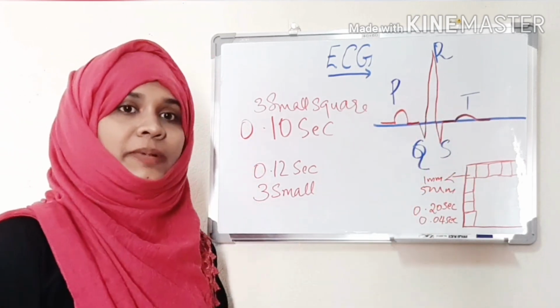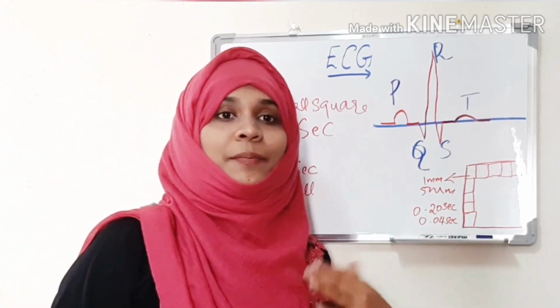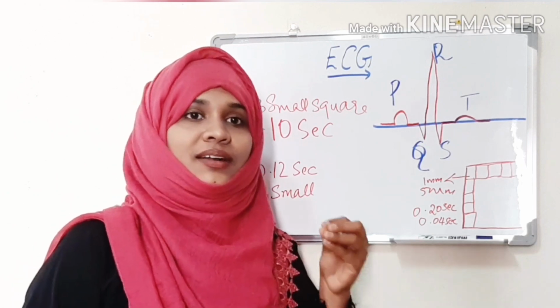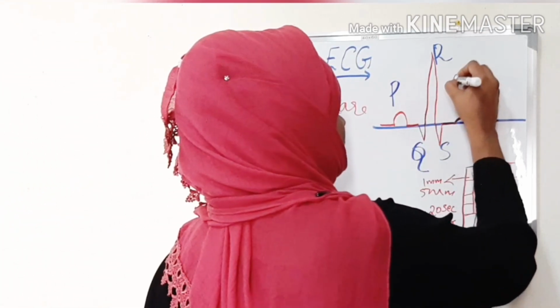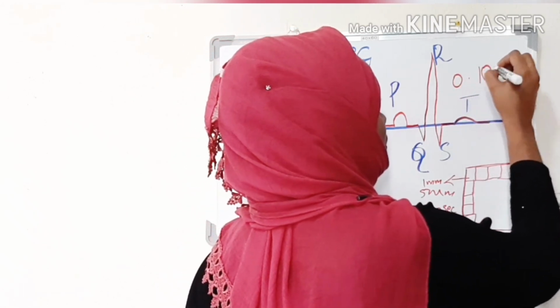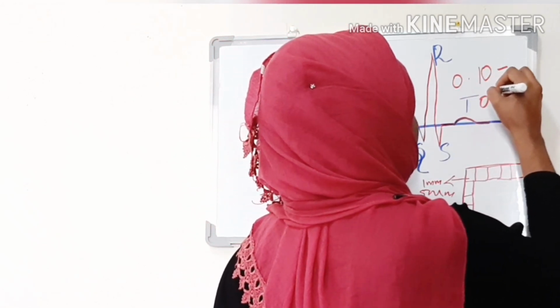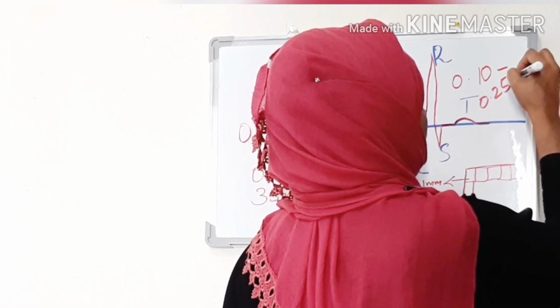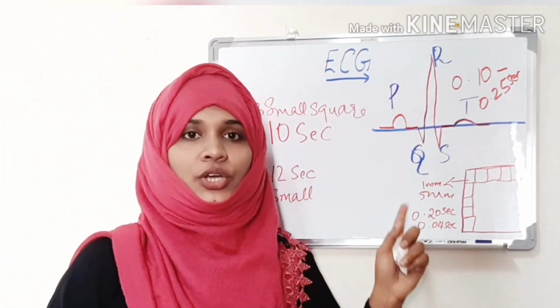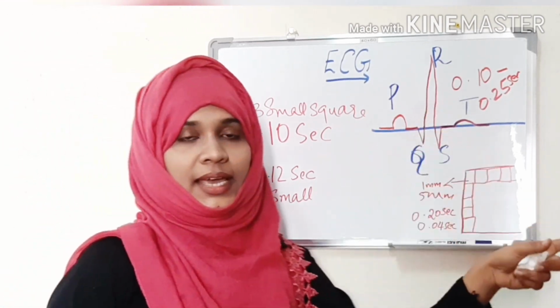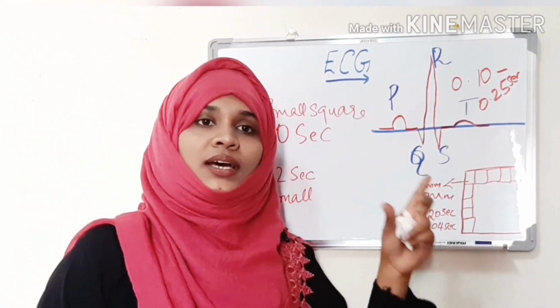So the T wave represents ventricular repolarization, or ventricular relaxation, and that wave takes around 0.10 to 0.25 second, and this is called ventricular repolarization.